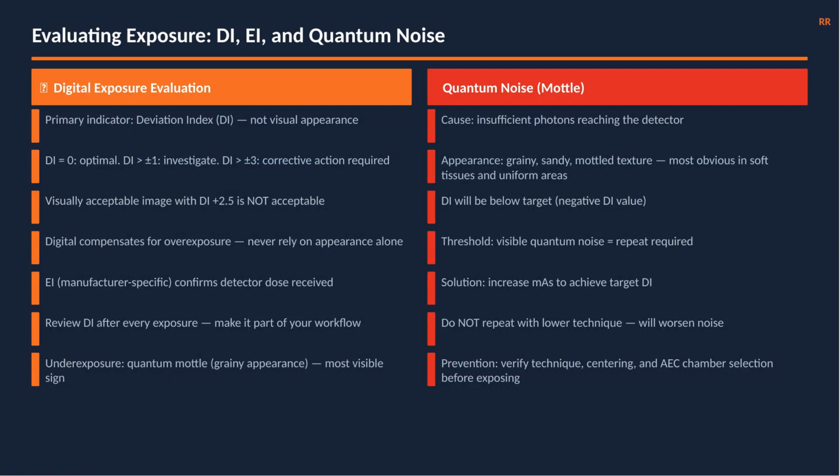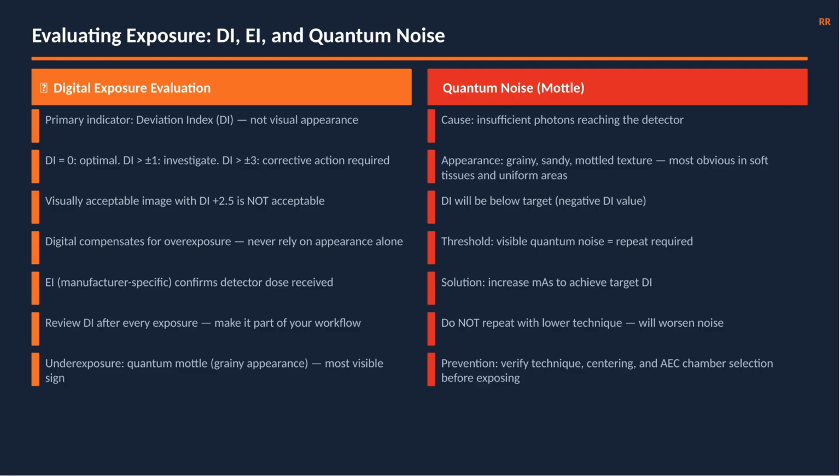In digital imaging, exposure adequacy is evaluated by the D1, not by how the image appears on screen. A visually acceptable image with a D1 of plus 2.5 is not an acceptable exposure. The patient received excess dose. Digital compensation hides this from visual inspection.